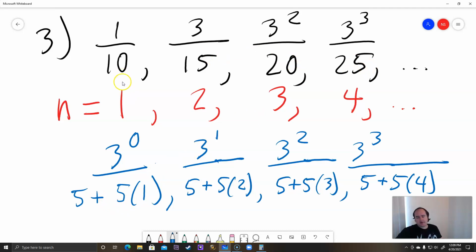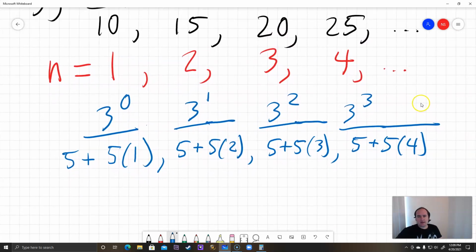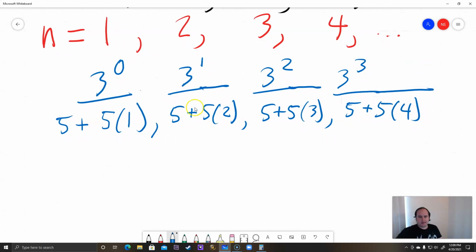So I thought, well, if the first term is going to have n equals 1, then it makes sense that we would have to do 5 plus 5 times 1, because 5 plus 5 is 10. Okay, and then for the second term, 5 plus 5 times 2 is 5 plus 10, which is 15. And then 5 plus 15 is 20, 5 plus 20 is 25, and then we got a pattern. However, we don't have a perfect formula yet.